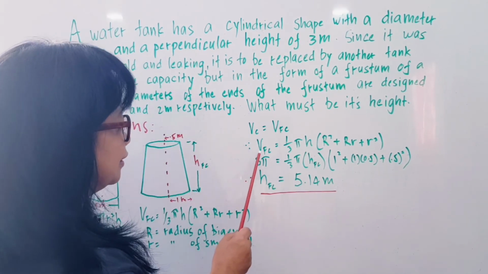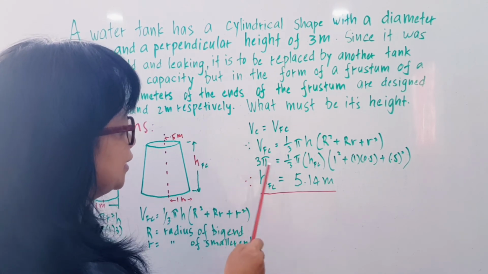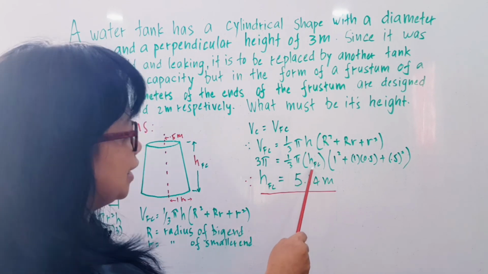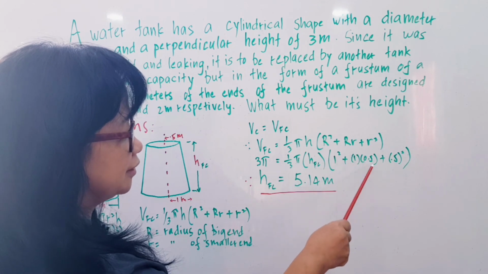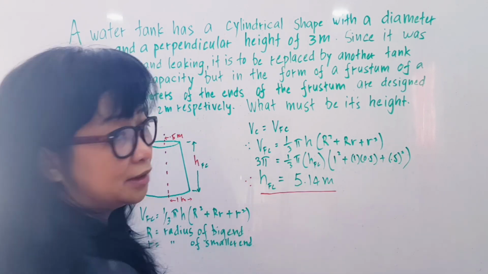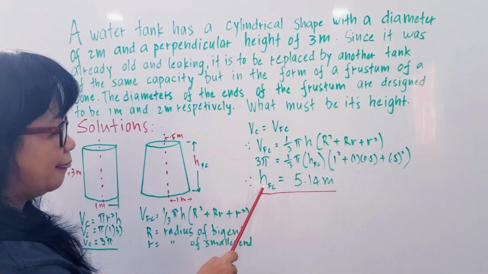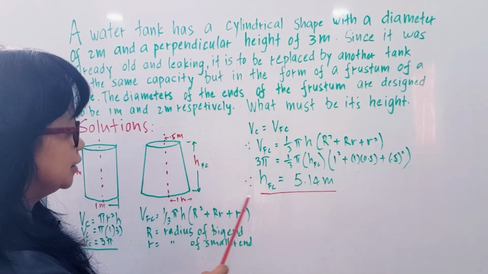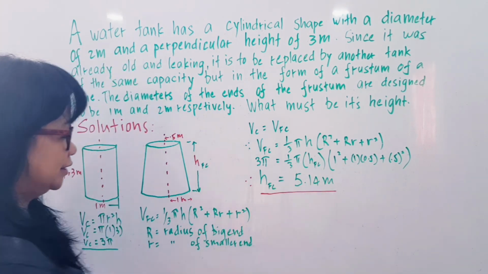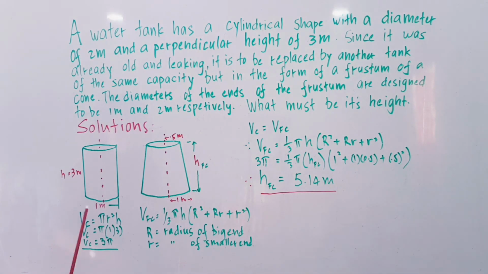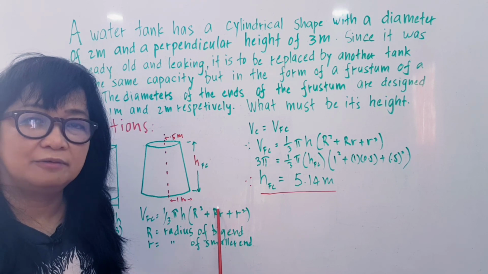So the volume of the frustum of a cone is equal to the volume of the cylinder, which is equal to 3 pi, is equal to 1/3 pi times the height of the frustum of a cone times the bigger radius squared plus the product of the small and the big plus the smaller raised to the second power. Therefore, solving all this will result to the height of the frustum is equal to 5.14 meter. Yun yung hinahanap natin. So, dalawang formulas ang involved dito. Volume of a cylinder and the volume of a frustum of a cone.